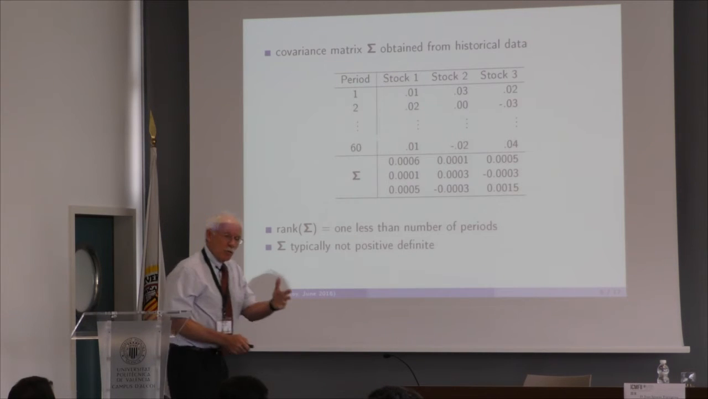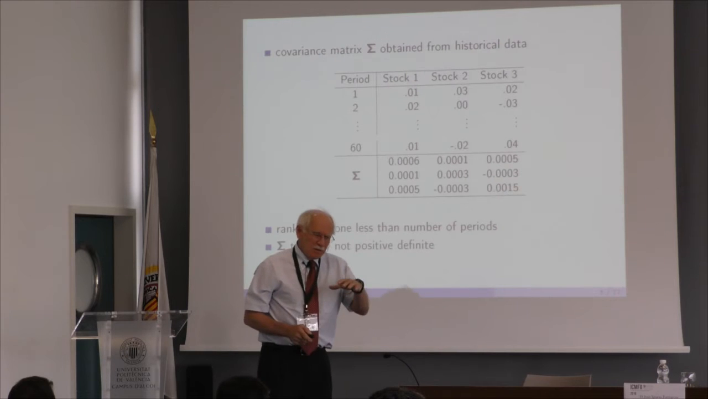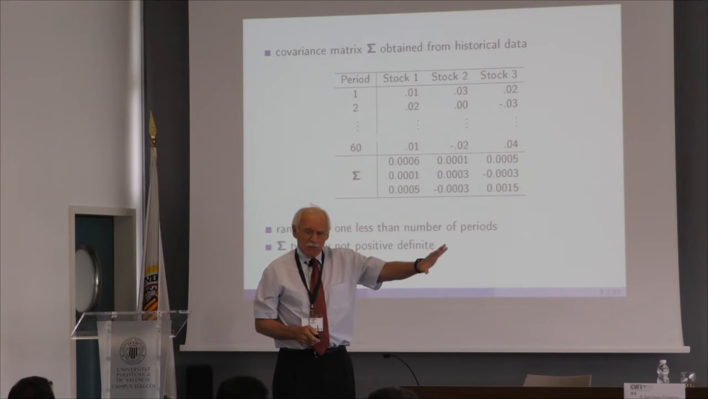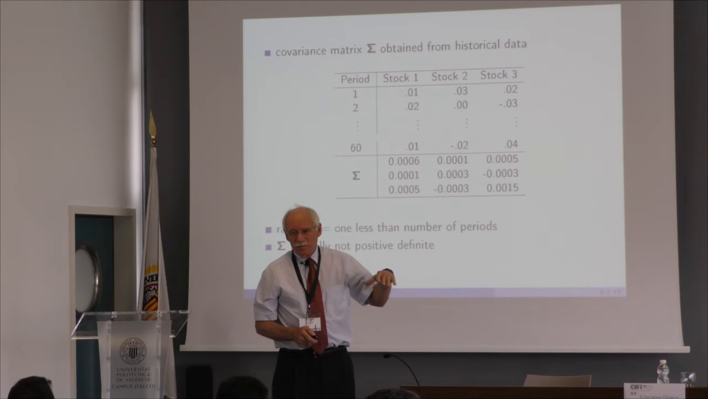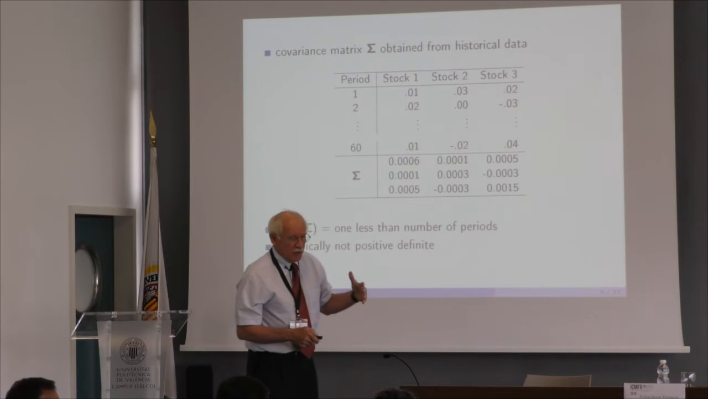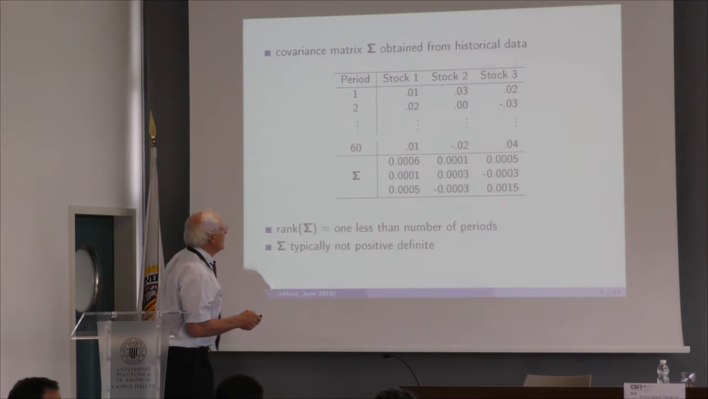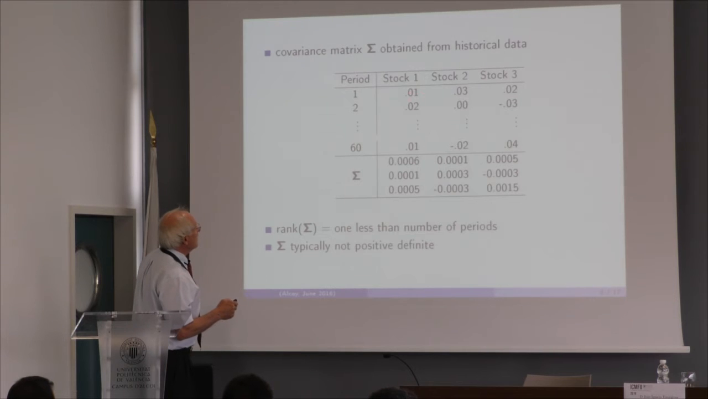You'd say, well, why not go back 10 years? Well, 10 years ago, it might be a different world than today. Okay, so we're better off staying with the recent data here. So this stock in the first period gained 1%. This stock, stock 2, in the last period lost 2%. Okay. Then we get our covariance matrix, and it has numbers in it like this.